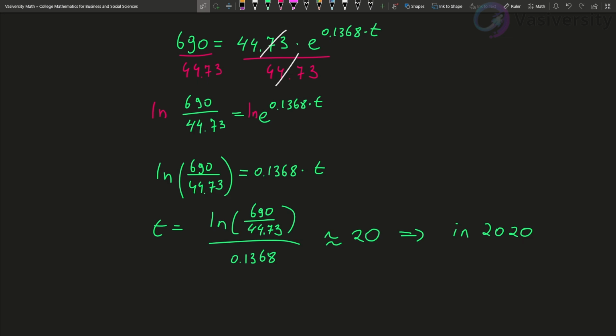All right. Now, let's go ahead and take a look at a population growth model. So for the population growth model, we will have the following problem.